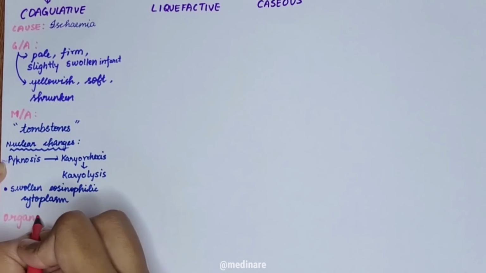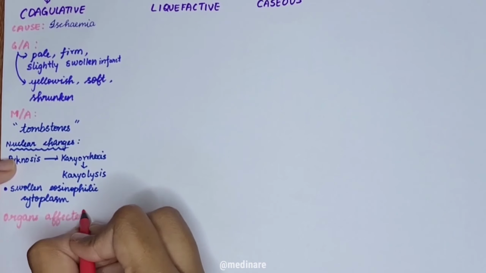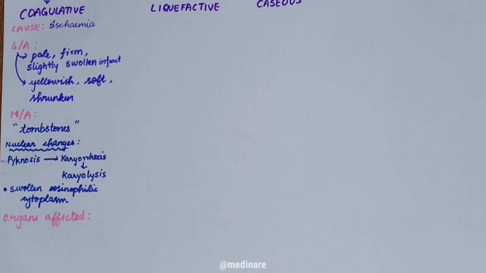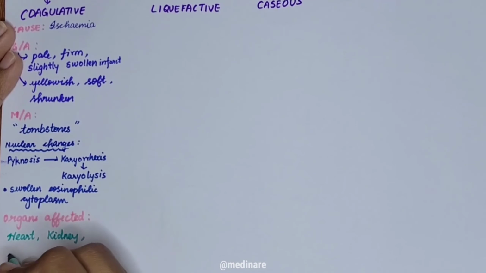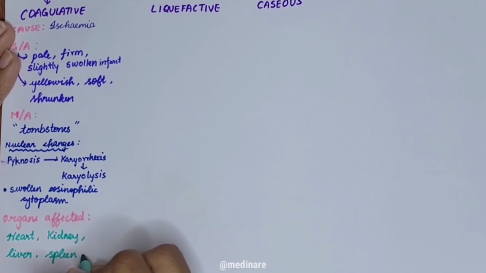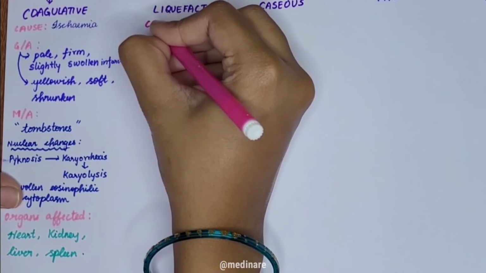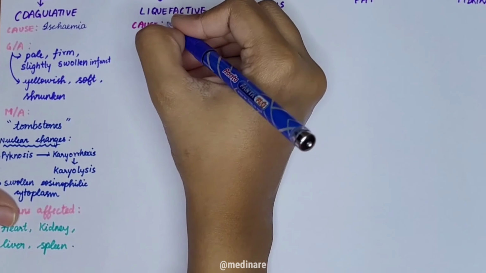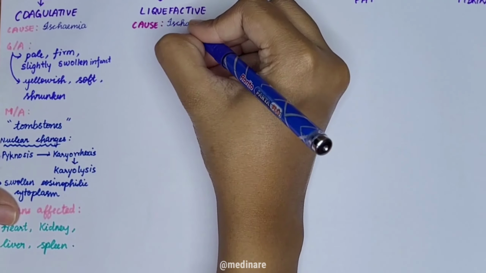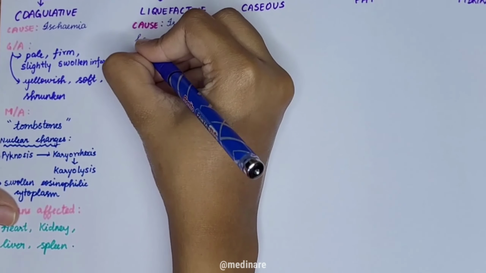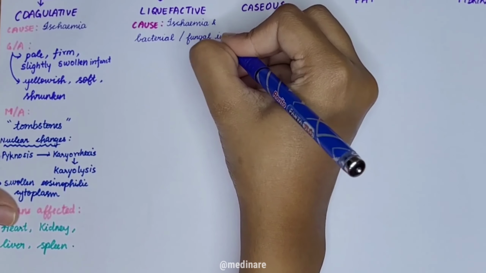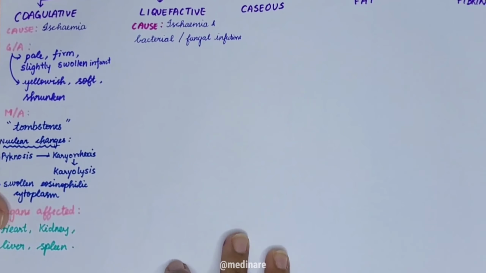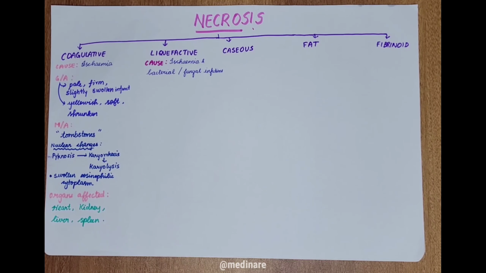The organ most commonly affected with coagulative necrosis is the heart, and some other organs which are also affected are kidney, liver, and spleen. Now let's move on to liquefactive necrosis. Liquefactive necrosis is also known as coagulative necrosis. The most common cause for liquefactive necrosis is ischemic injury. It also occurs due to bacterial or fungal infection.